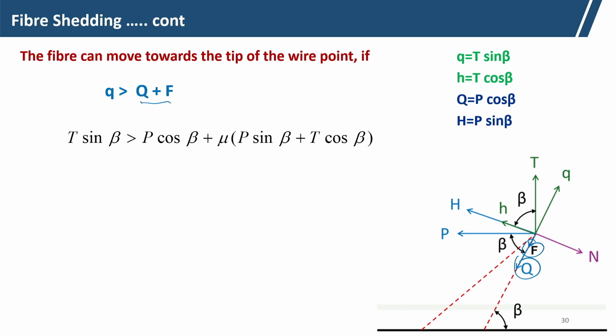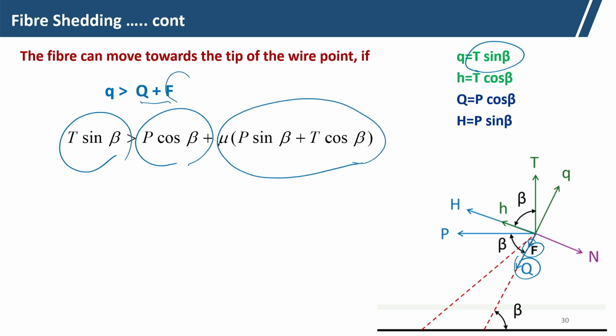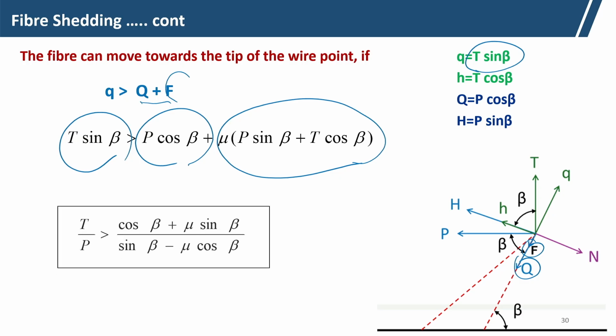this is the T sin beta, okay. The small q is T sin beta, more than Q, which is P cos beta, and F we have already derived. So, this is the condition for the fiber to move out of the wear point, for shedding.